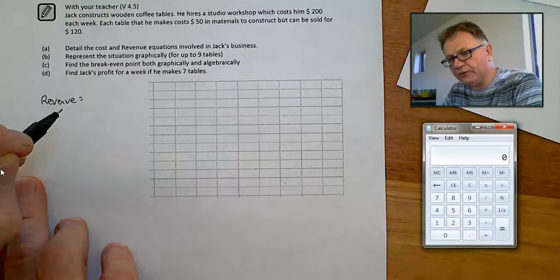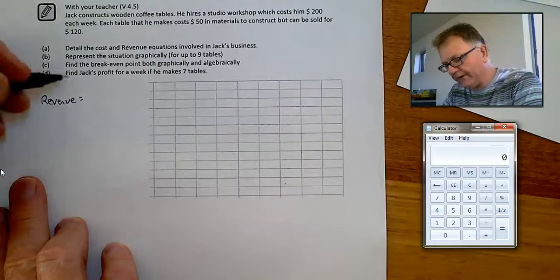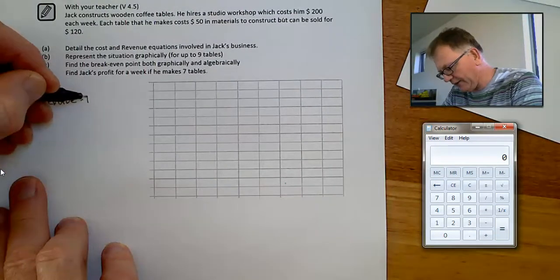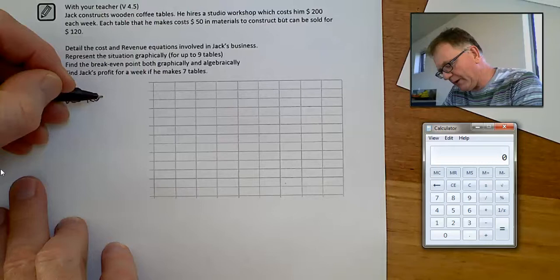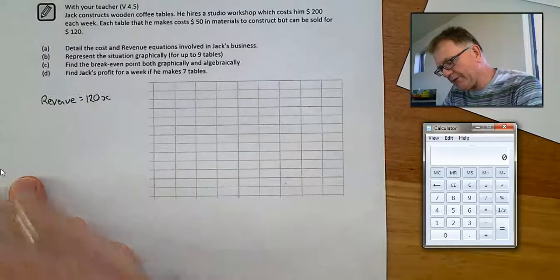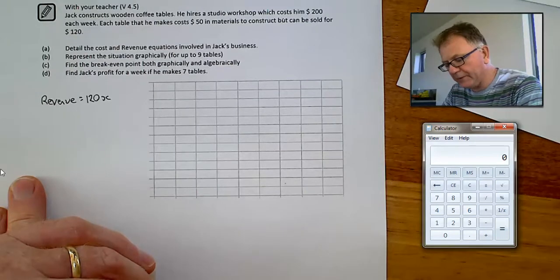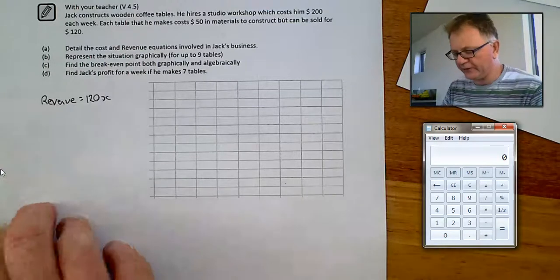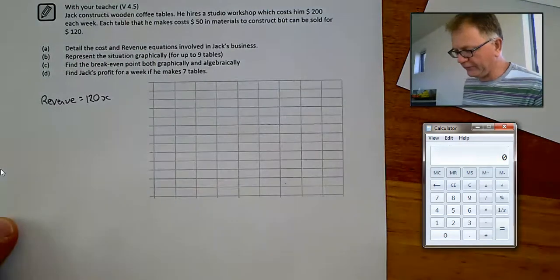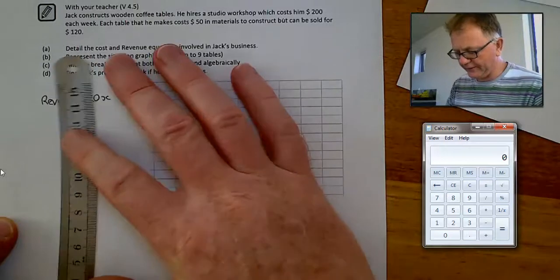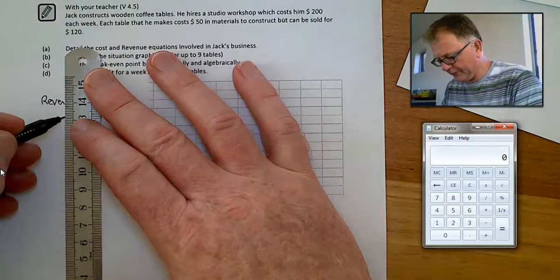So all in all, the money he's going to make is going to be $120 times the number of coffee tables that he makes. If he makes X coffee tables, the amount of revenue he'll get is 120 times X. It's probably a good idea to think of it in a data table, because we're going to do it anyway when we draw our graph.